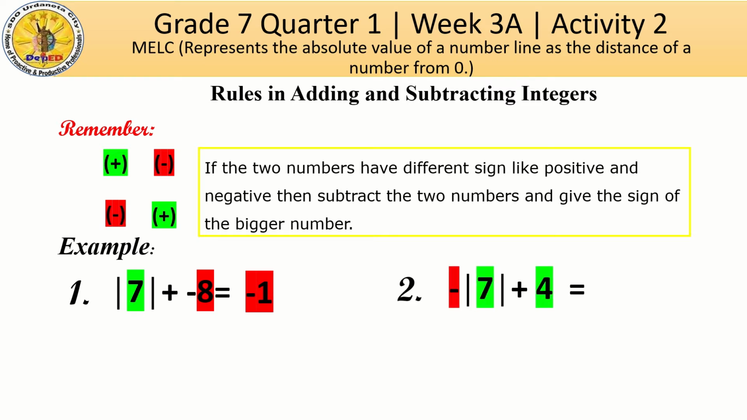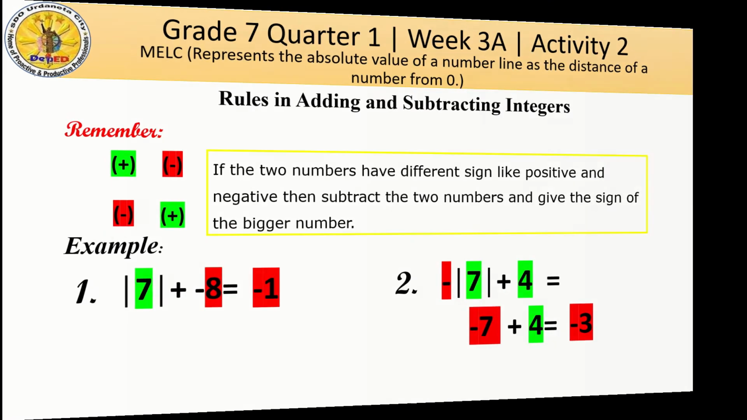Example number 2. Negative absolute value of 7 plus 4. The absolute value of 7 is 7 multiplied by negative 7 plus 4. The answer is negative 3. So we just subtract 7 minus 4, 3, and then copy the sign of the bigger number, which is negative. So those are the rules in adding and subtracting integers.